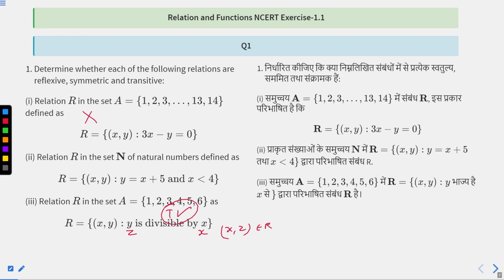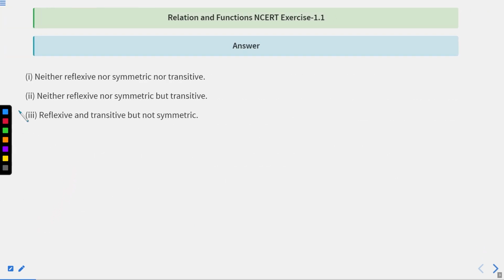Here only transitivity was there. Here the reflexivity and the transitivity were there. I hope this is clear. So neither reflexive nor symmetric nor transitive; neither reflexive nor symmetric but transitive.